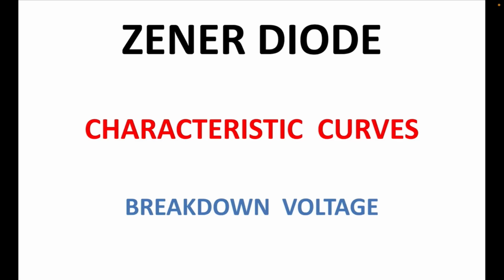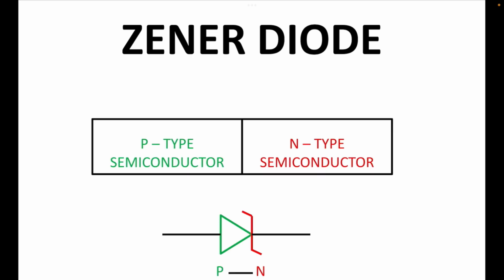In this video, I will share an experiment to plot characteristic curves of a ZENER diode and hence determine breakdown voltage of the ZENER diode. ZENER diode is a specially doped semiconductor diode.